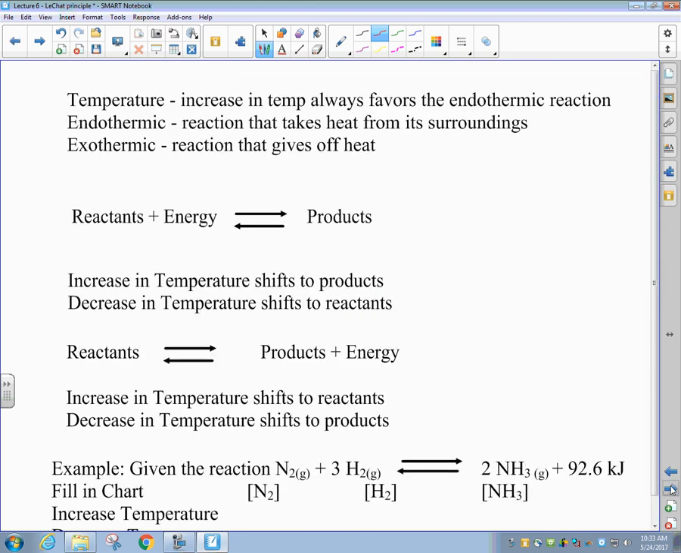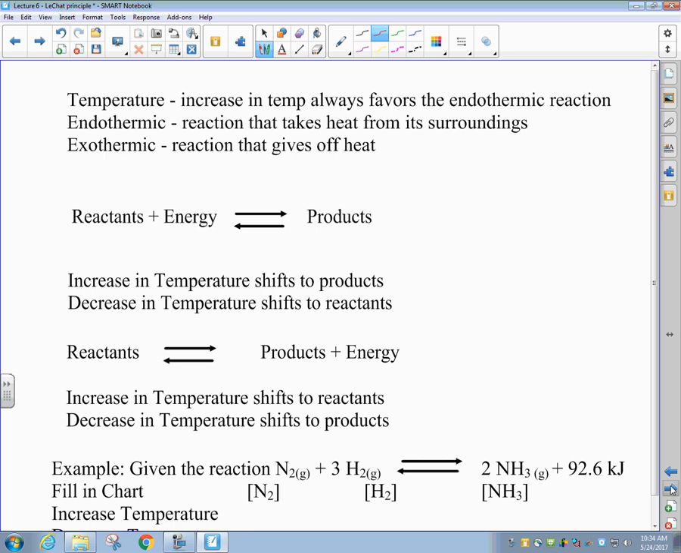The second one we're going to look at is changes in temperature. This is the first time we've really talked about energy in a chemical reaction. Endothermic reactions are reactions that take heat from their surroundings to the system. When you touch a beaker containing an endothermic reaction, it's going to feel very cold to you. An exothermic reaction is one that gives off heat. So heat is transferred from the chemical reaction, or the system, to your surroundings.